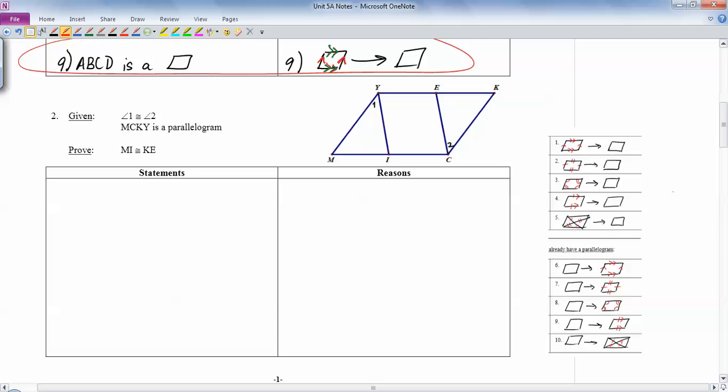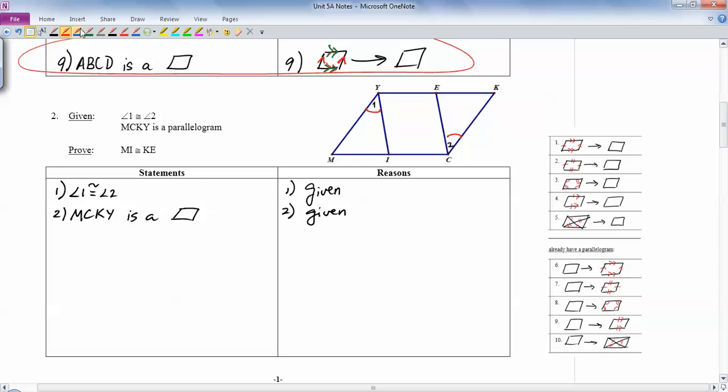Okay. So in this one, let's see. We know that 1 and 2 are the same. So we'll just start off with the given. Angle 1 is congruent to angle 2. That's given. And then I'll mark them in the picture. 1 goes with 2. And then the other given is that NCKY is a parallelogram. That's also given.